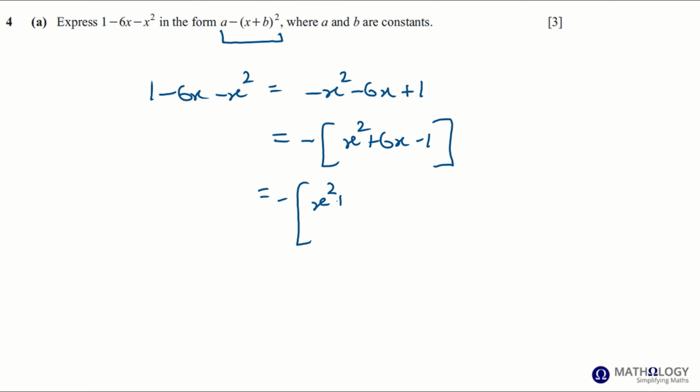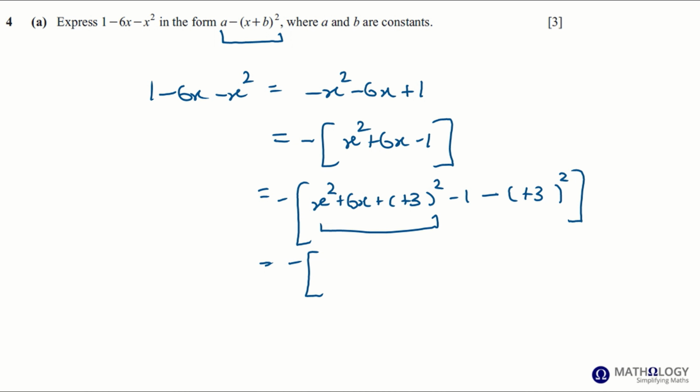Now add a bracket squared, minus 1, and then minus the same bracket squared. Inside that bracket is half the coefficient of x. Half of plus 6 is plus 3. So plus 3 goes into both brackets. The first three terms here inside the square brackets will give us a perfect square trinomial, (x + 3) squared.